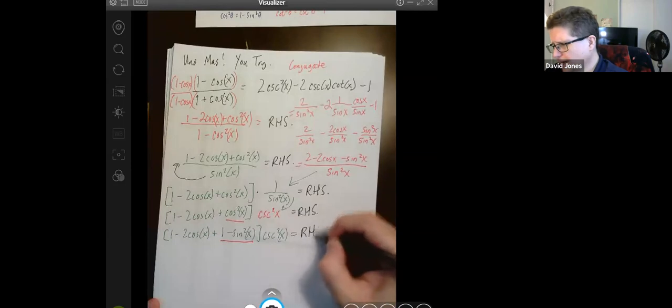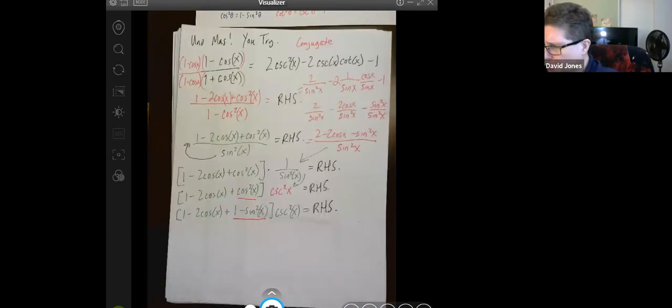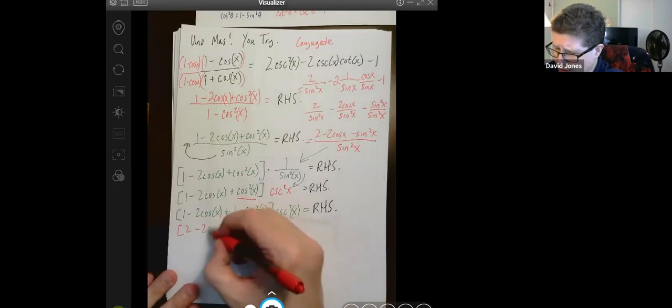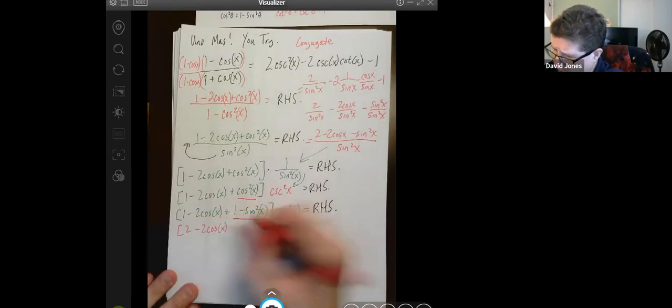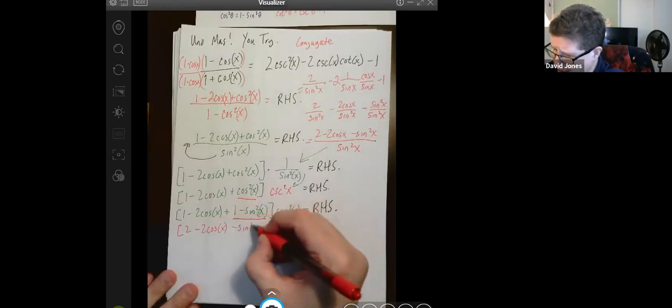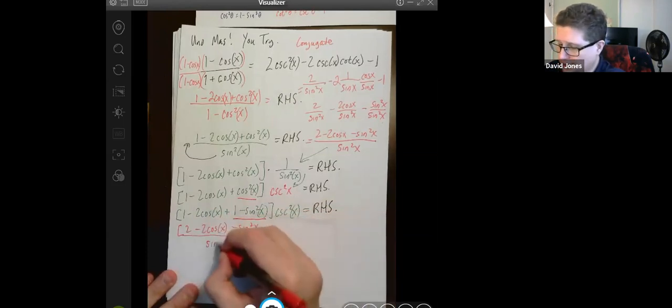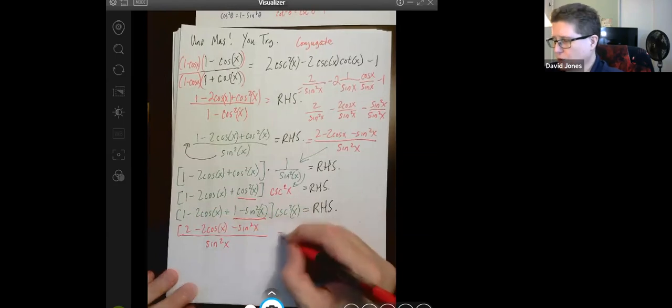So I had to work the right-hand side to help steer me where I'm going. I can put the ones together. Now I've got 2 minus 2 cosine x minus sine squared x. And I'm going to put the sine squared x back on the bottom, over sine squared x, equals the right-hand side.